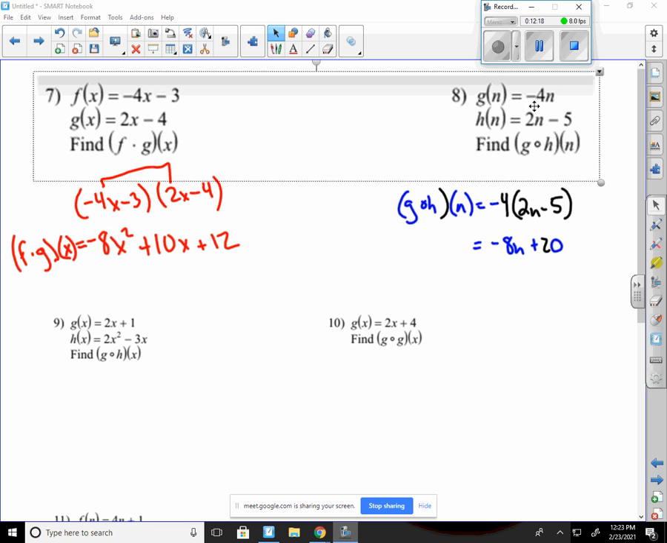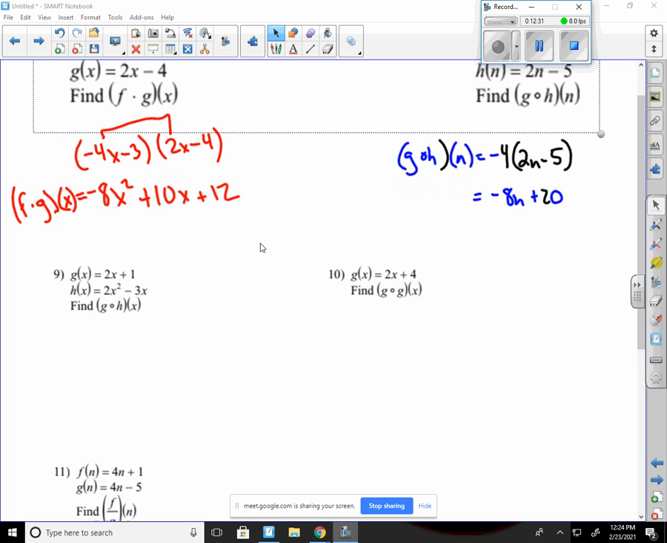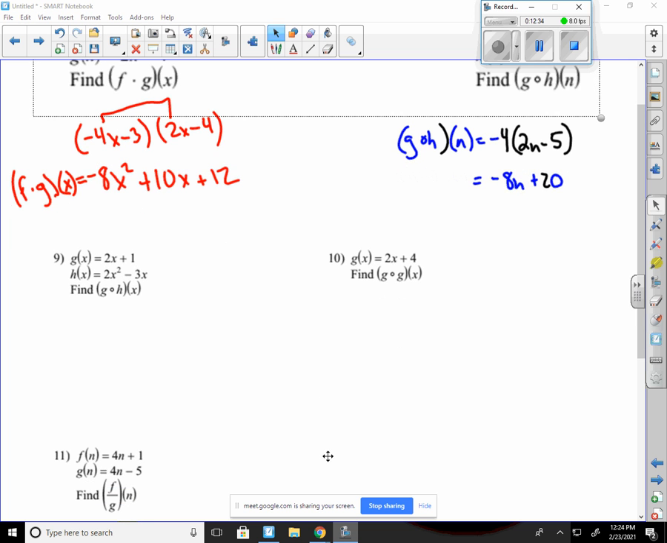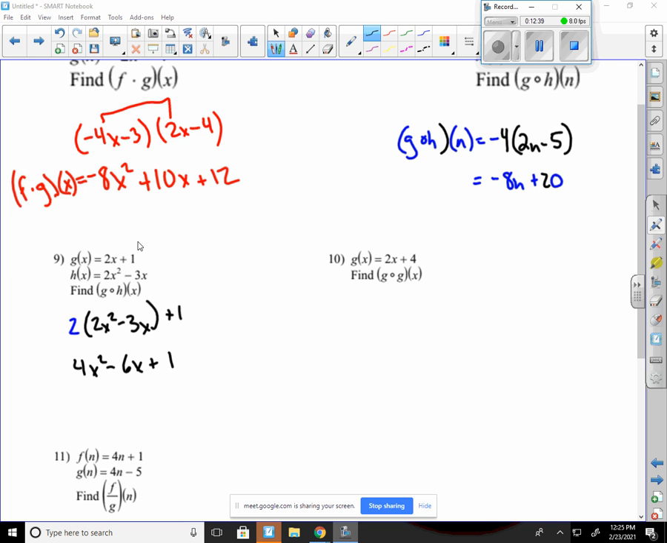So for this, I take the function h and I plug it in. Everywhere I see an n in g, this would be negative 4 times 2n minus 5, distribute the negative 4, negative 8n plus 20. Try number 9 now. So I plug my h of x into my g of x. Everywhere I see an x, it gives me 2 times 2x squared minus 3x plus 1. Distribute the 2 to both terms. 4x squared minus 6x plus 1.